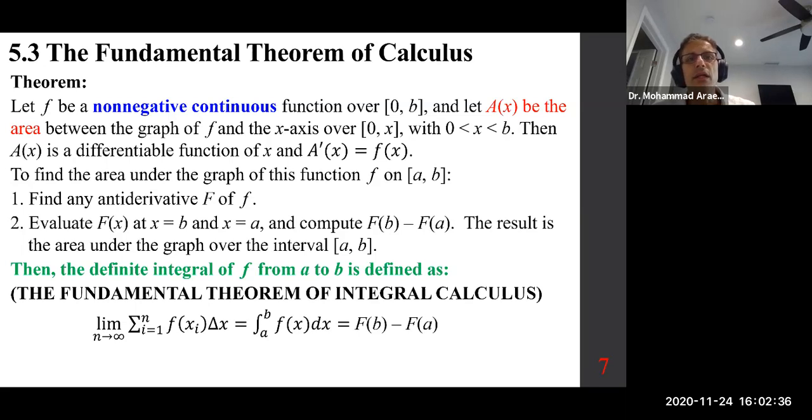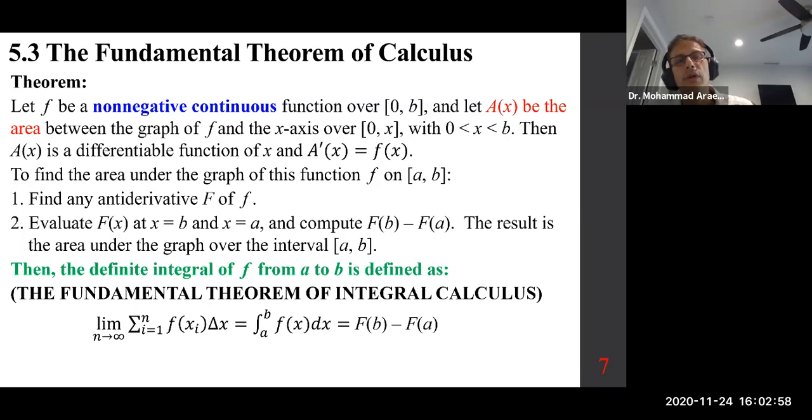So let f be a non-negative continuous function over the interval of 0 to b. Let A of x be the area between the graph of f and the x-axis over the interval of 0 to x, where x is between 0 and b. Then A of x is a differentiable function, okay, where A prime becomes lowercase f.